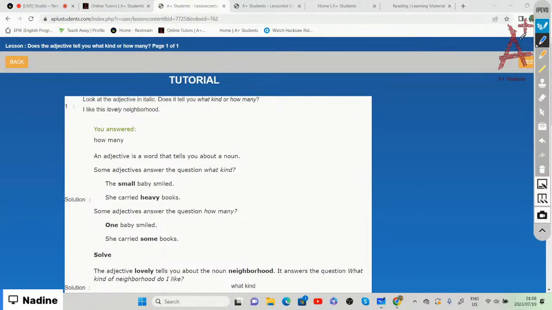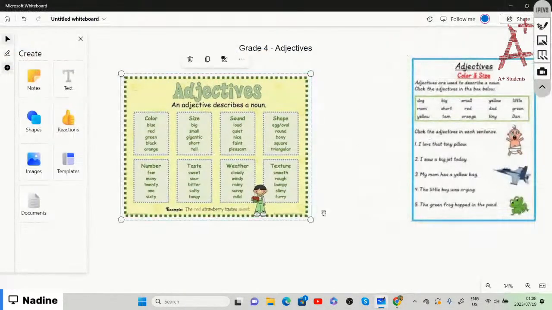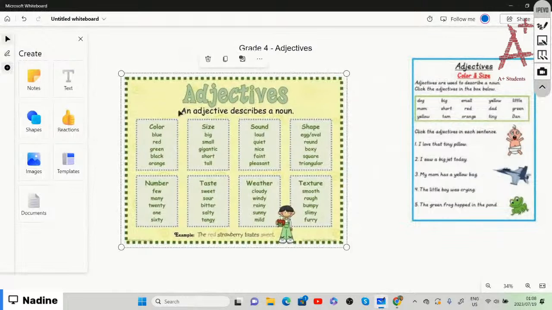All right, so those are adjectives, right? Adjectives tell us what kind, and adjectives tell us how many. If we follow on our screen, here is a breakdown of certain adjectives, adjectives that either tell us what kind or how many.